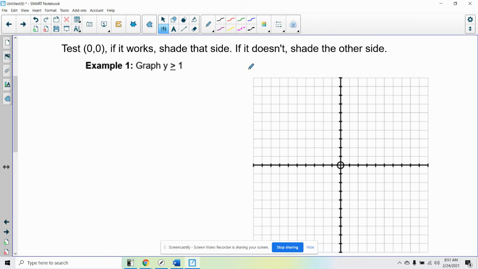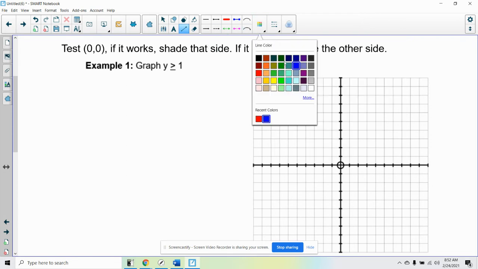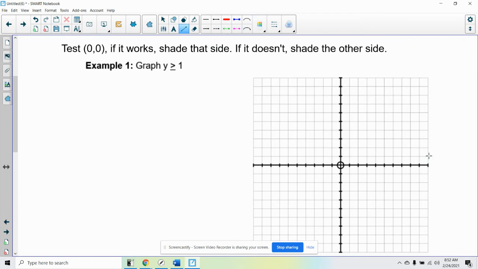It says graph y is greater than or equal to 1. Well, y is greater than or equal to 1, we know is going to be a horizontal line at 1. So let me just graph that. And since it's greater than or equal to, it's going to be solid. So here we go, there's our line. Y is greater than or equal to 1. Well, that's y equals 1.